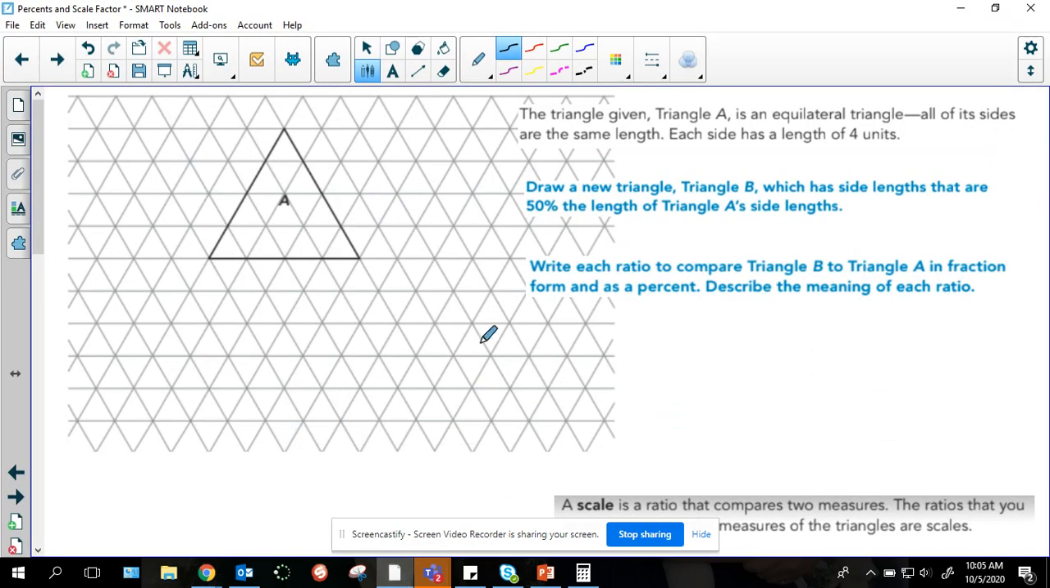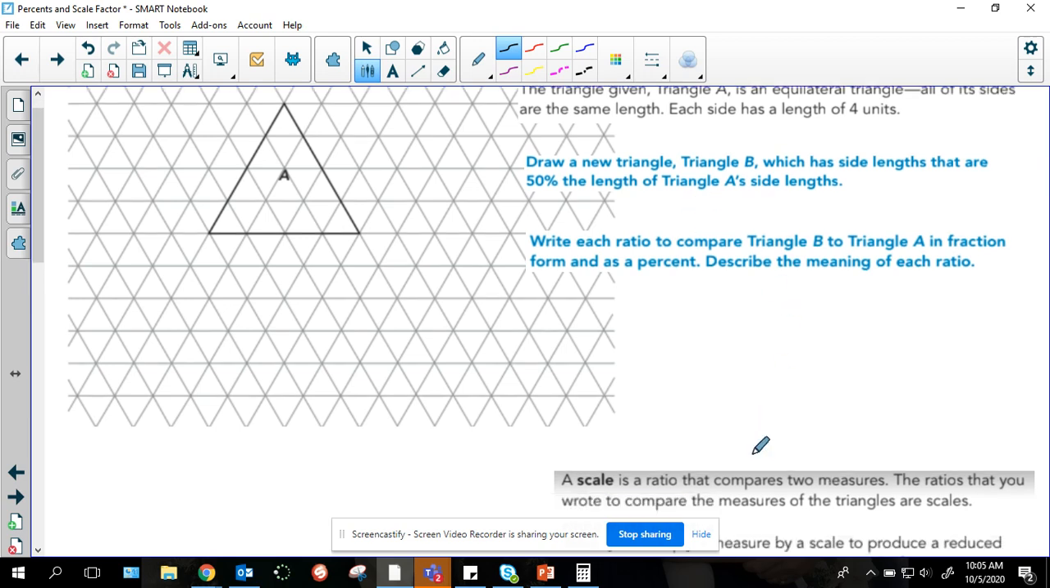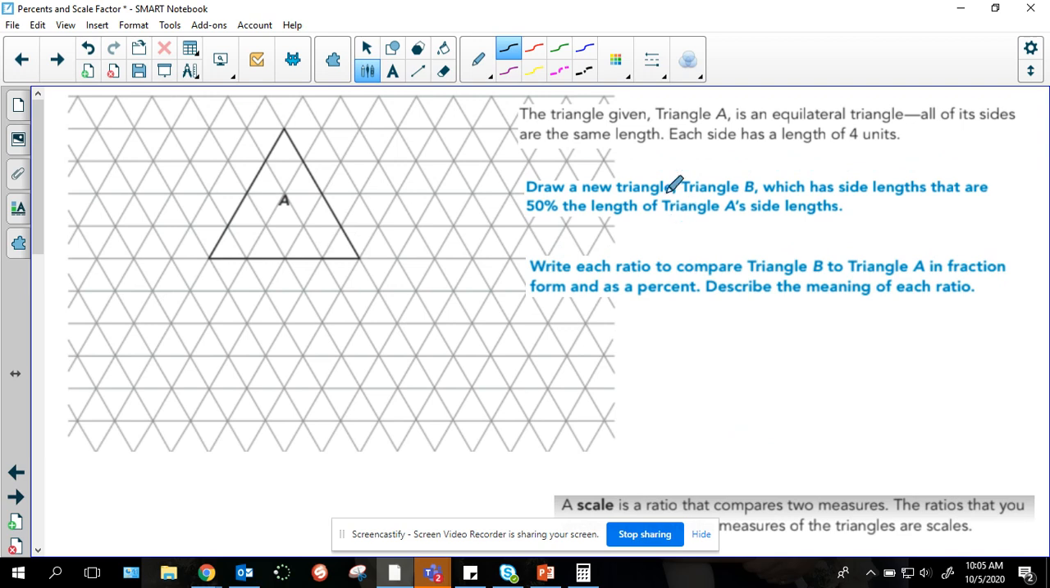Now let's take a look at what we are doing today. We are going to start looking at scale factor. So a scale is a ratio that compares two measures. We have triangle A. It is equilateral and all of its sides are the same length. Each side has a length of 4 units. So this is 4, this is 4, and this is 4. And it's asking us to draw a new triangle B, which has side lengths that are 50% the length of triangle A.